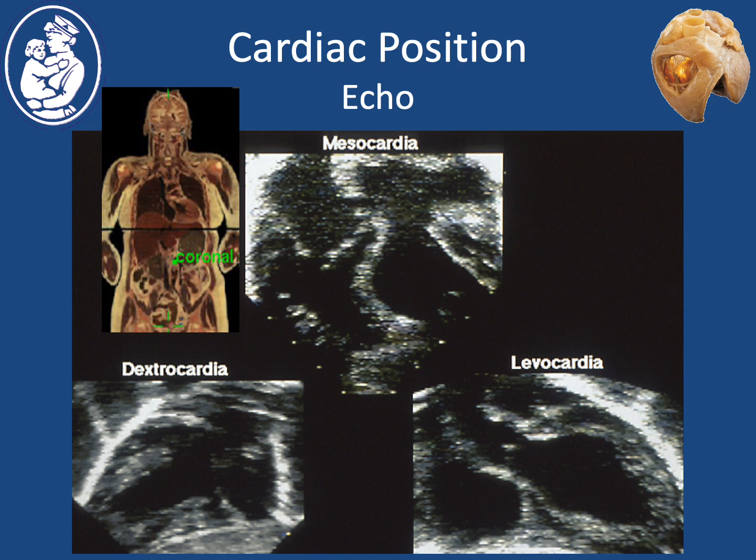There is a left-right axis in this plane, so we can determine the left-right orientation of the heart. In the panel at the bottom on the right, we see levocardia with the apex pointing to the left. In the middle panel, the apices are pointing inferiorly and the heart is in the midline. In the lower panel on the left, the apex is pointing to the right with dextrocardia.